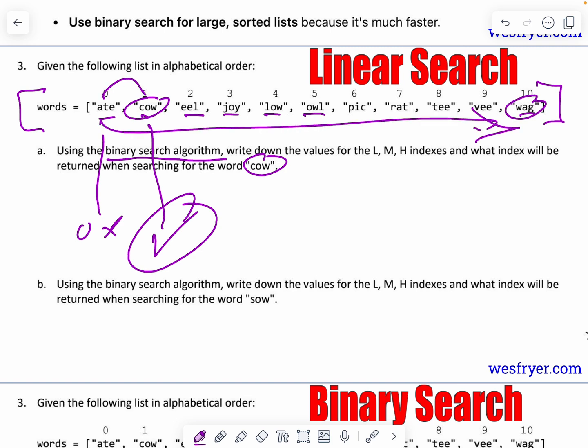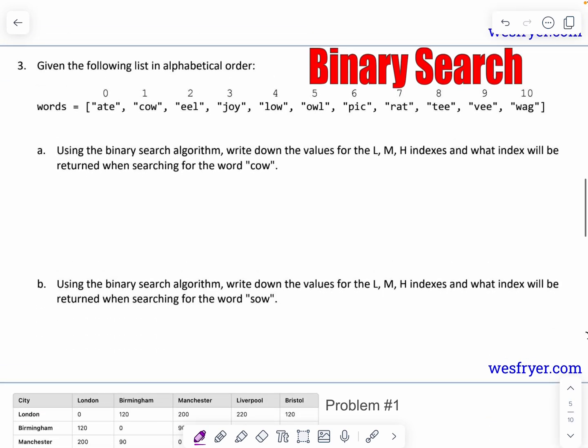Linear search is each one at a time. Compare whatever you're looking for to each item in your list. Okay, let's go down to binary search now. The binary search algorithm is going to have us calculate L, M, and H, where L is going to be the low and H is going to be the high. And then M is going to be the middle. And M is going to be calculated by adding the low and the high and dividing by 2.